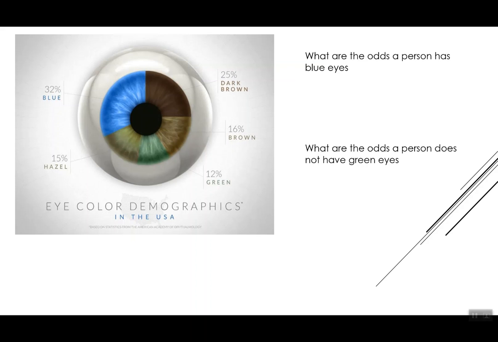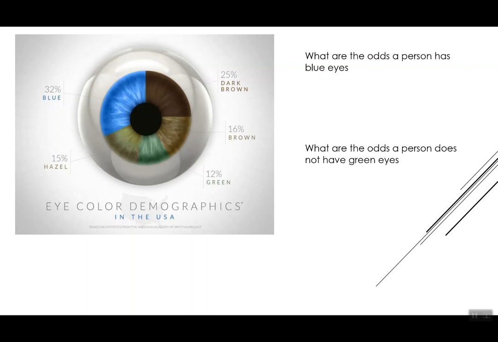All right, let's look at this picture that shows us the eye color demographics in the United States. So it says 32% of people have blue eyes, 15% have hazel, 12% have green, 16% have brown, and then 25% have dark brown. Let's calculate the odds a person has blue eyes.